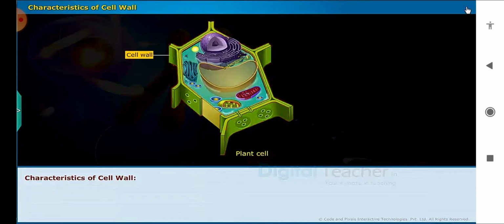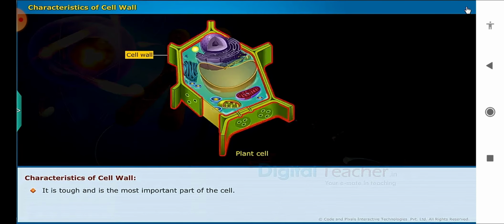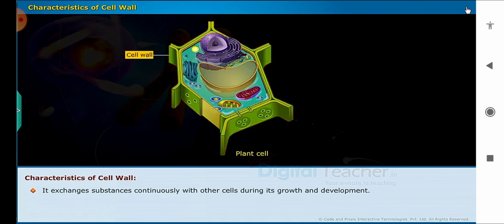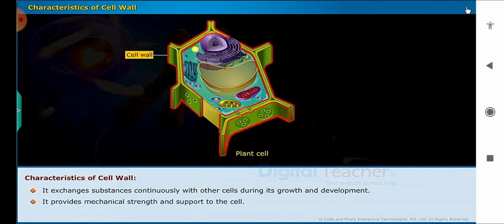Now, let us study about the characteristics of the cell wall. It is tough and is the most important part of the cell. It is a flexible porous layer that provides a definite shape and cell protection. It exchanges substances continuously with other cells during its growth and development. It provides mechanical strength and support to the cell.